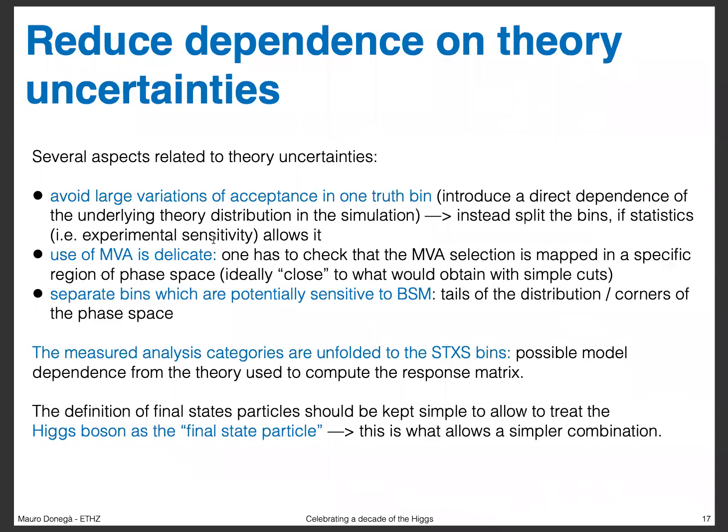Now, we try to be careful with this, so we avoid using it, for instance, in the fiducial measurements for gamma-gamma. There we use a simple classification based on the mass resolution that has nothing to do with anything complicated. It's easy to map in phase space. And in the STXS, we always try to keep an eye on these possible effects of the MVA on the actual regions. So we have to try to avoid that the MVA messes up completely the model dependence.